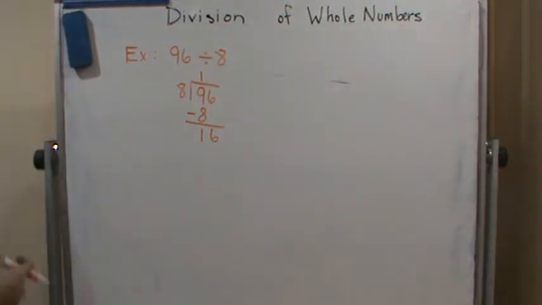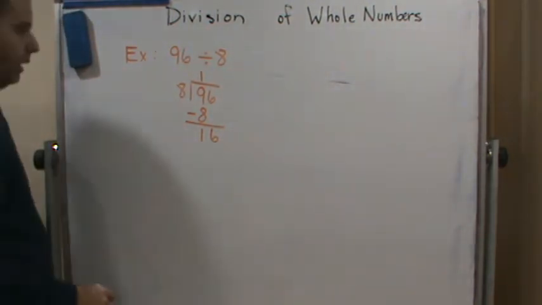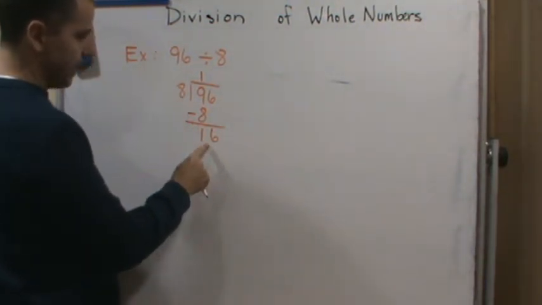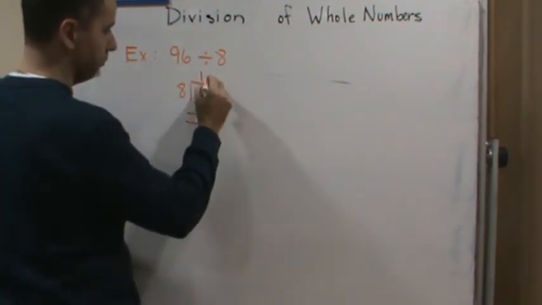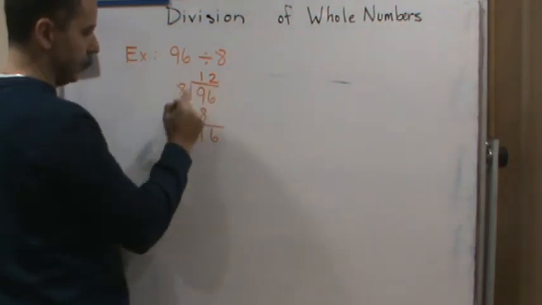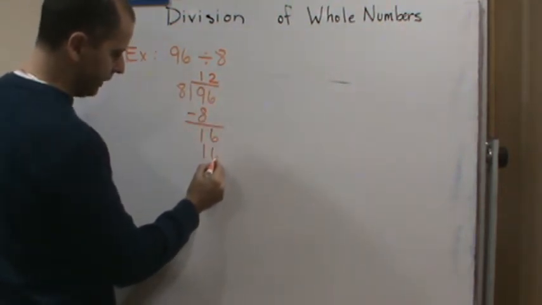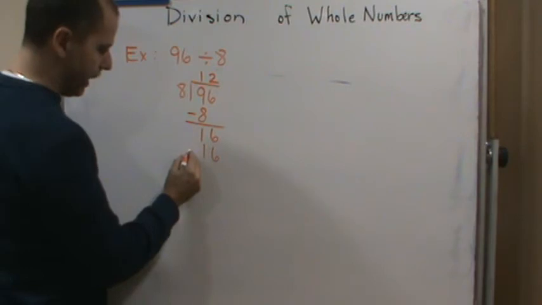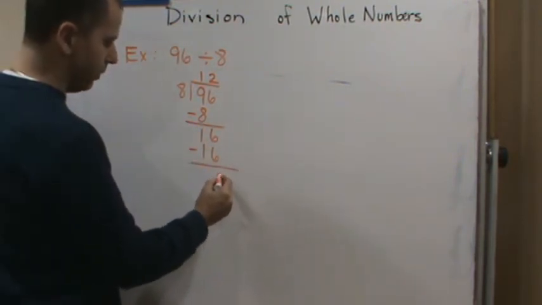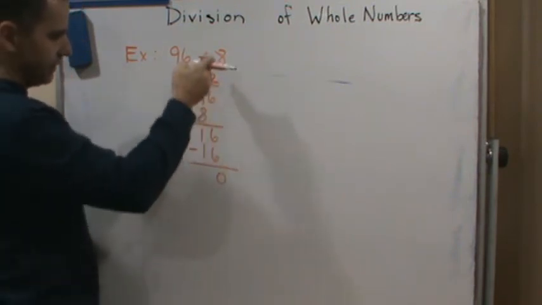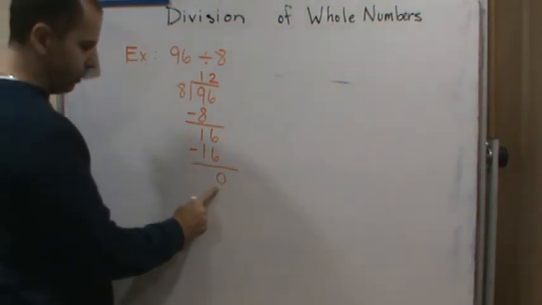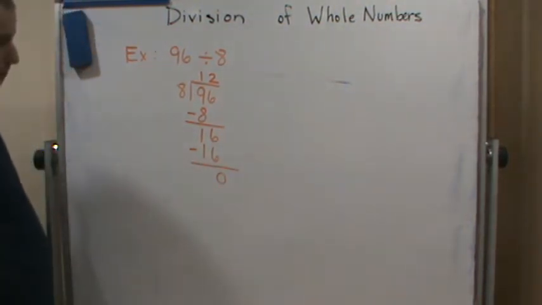Now I start the whole process over. Now I'm going to divide 8 into 16. How many times does 8 go into 16? 2. And then I'm going to multiply. 8 times 2 is 16, so I'm going to put 16 right here. Now I'm going to subtract, and 16 minus 16 is 0. And now, since I've reached the last digit and the 0 here, I'm done.